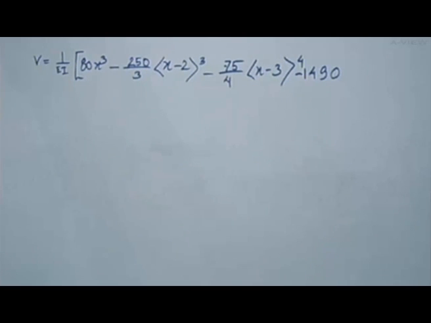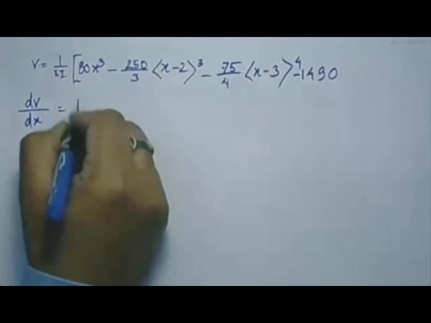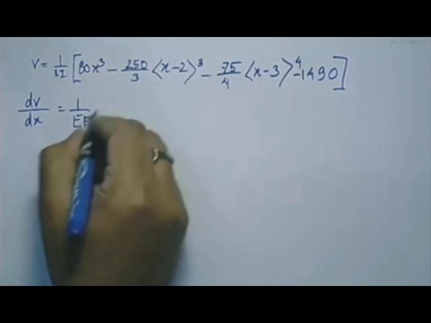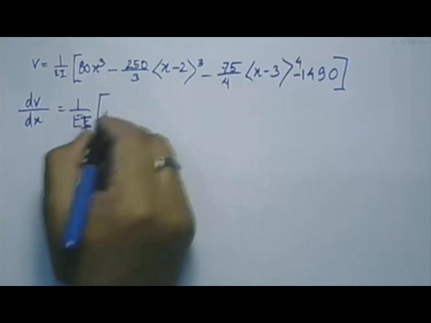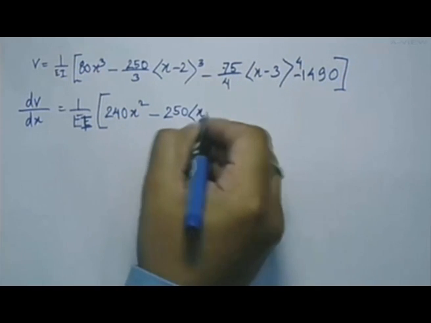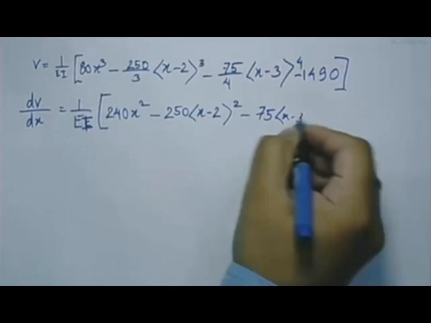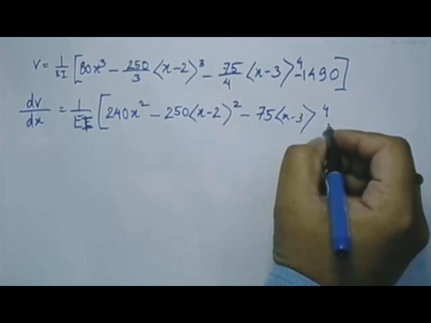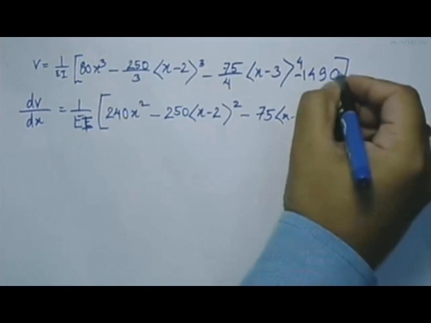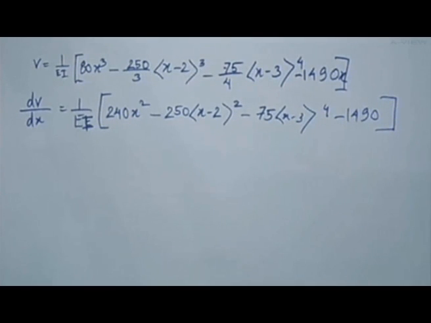Now if I want to calculate the maximum deflection of that beam, I can say dv/dx is equal to 1 by EI, this will become 240 x square minus 250 x minus 2 whole square minus 75 to the power 4, there should be an x here, C1 x, minus 1490. Now if you straight away equate this to zero, what happens to these singularity functions? You cannot just ignore them when calculating the values of x.